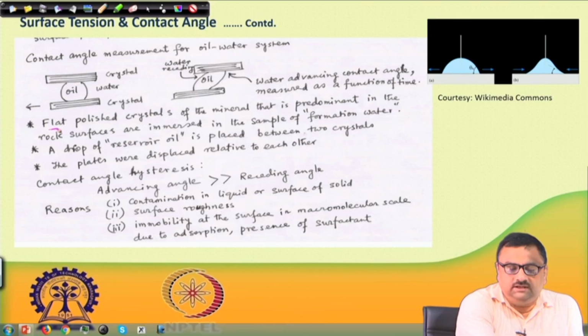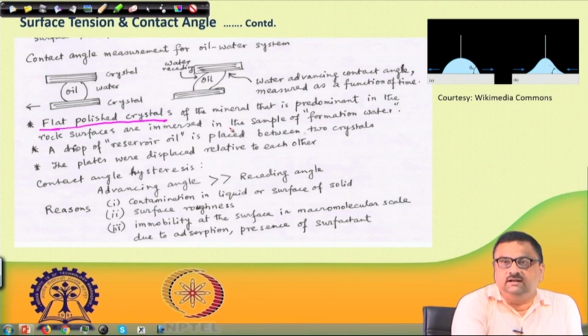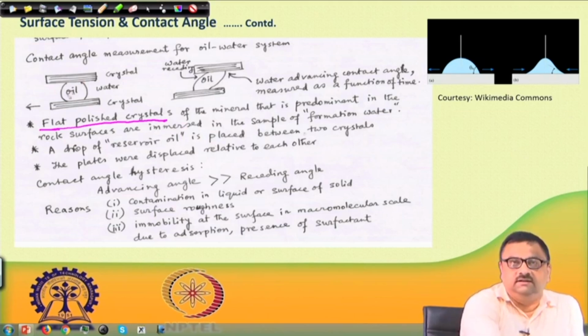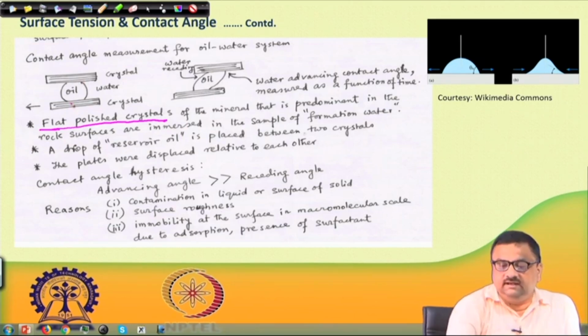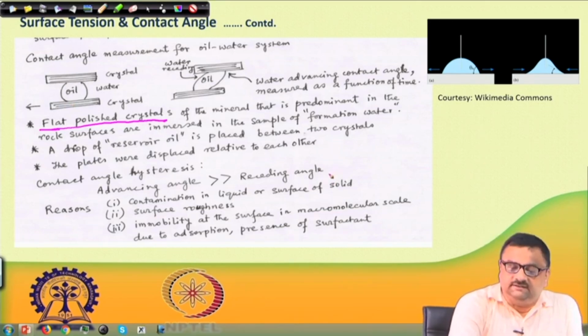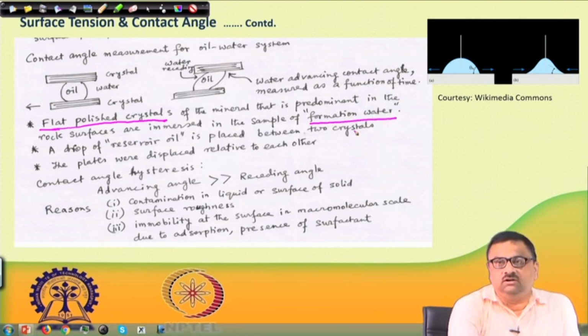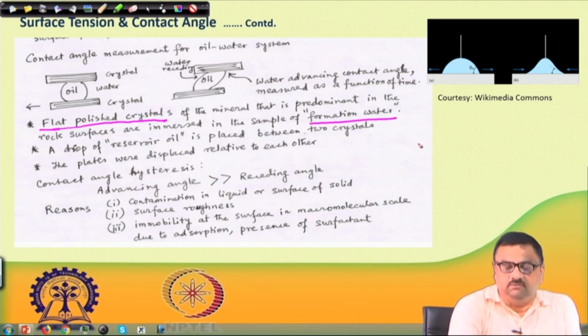flat polished crystals of the mineral that is predominant in the rock surfaces. So, one makes these crystals, and this is the crystal that you can see here. These crystals are immersed in something called a formation water. Formation water means the water that is existing in a formation. Formation means hydrocarbon bearing formation.